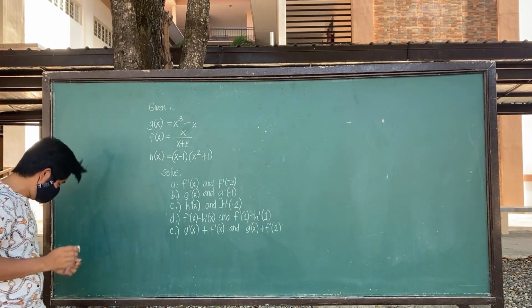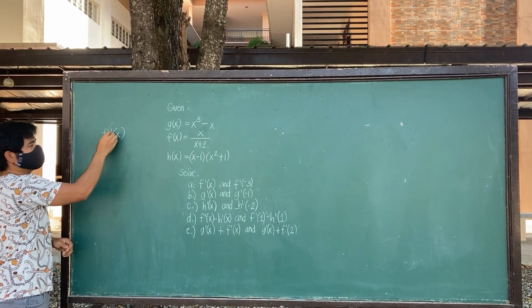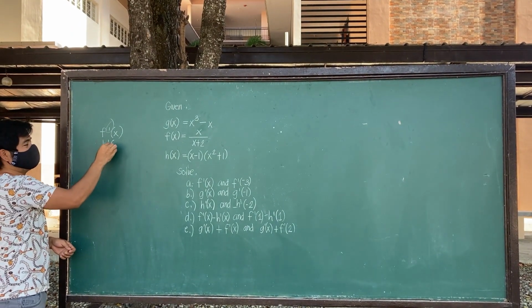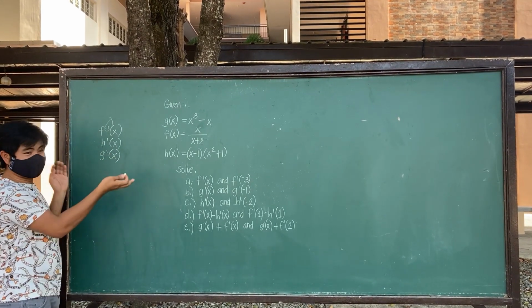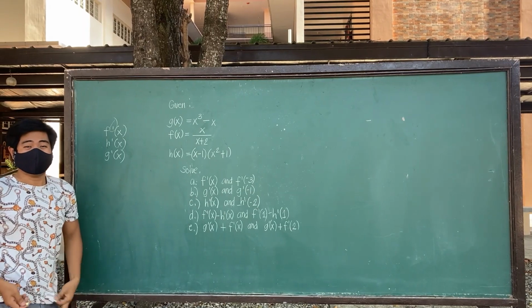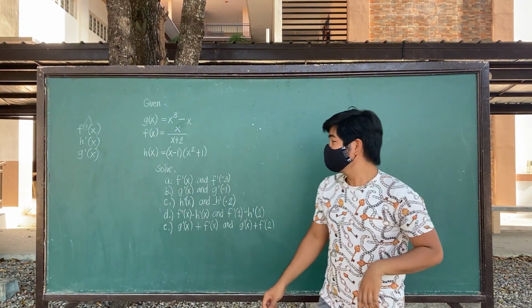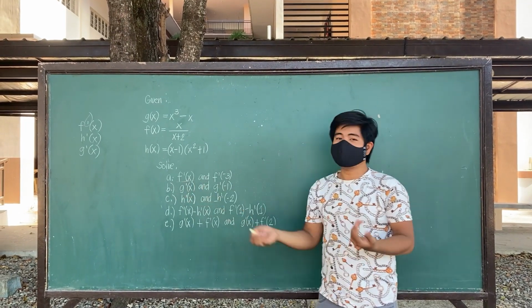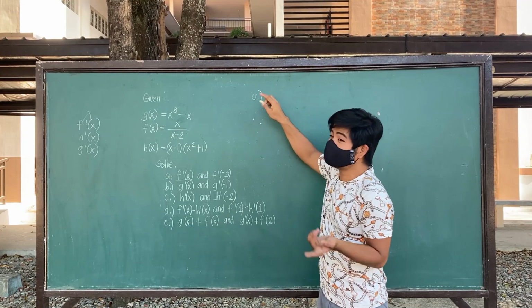Please know also that the notation f prime of x, or whenever you see prime, like h prime of x, g prime of x, in relation to the given, are all derivatives, okay? They are not the same. So for you to answer letter A, the first thing you need to do is to get the derivative of f. Okay, so that is solution letter A.